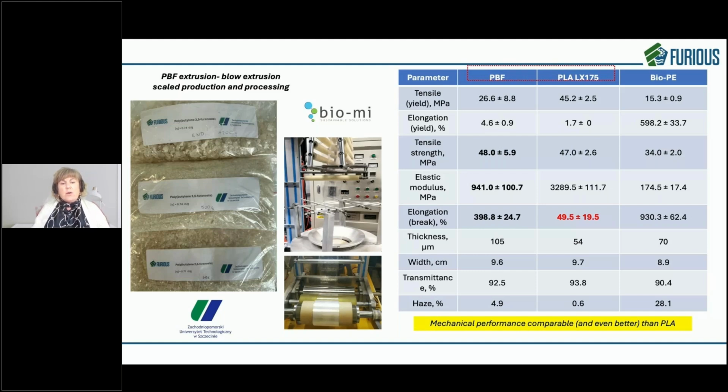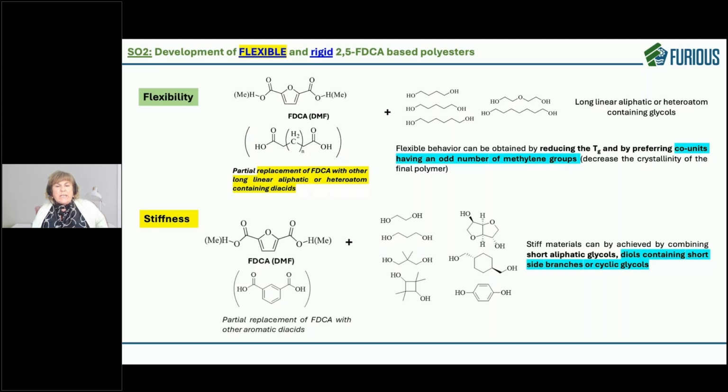As you can see, we got nice results, and polybutylene furanoate has even better mechanical properties than PLA and comparable properties with respect to bio-PE, which is an important commodity obtained from bioresources. Here we see how we can use chemical modification as a powerful tool to target the final polymer properties.